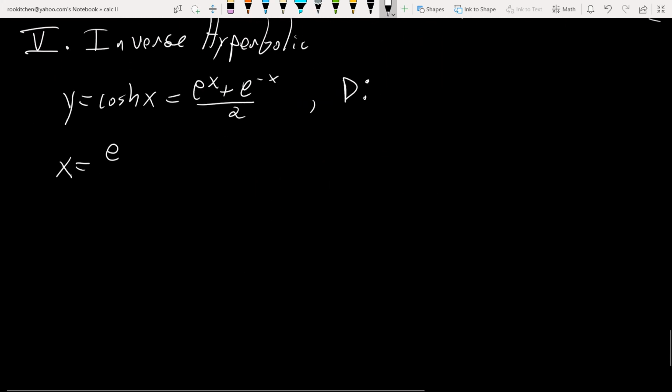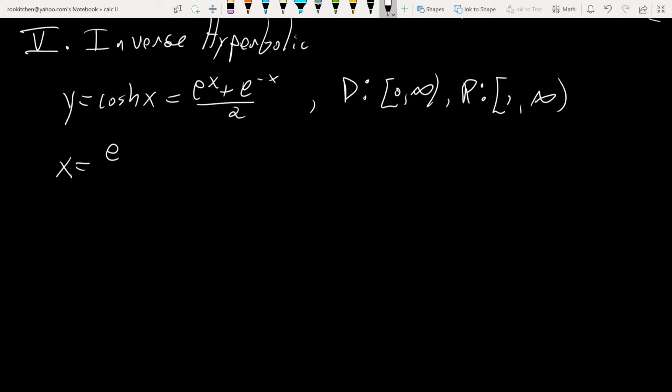So the domain will go from 0 to infinity. And if you look at the graph, the picture pretty much tells you the range is from 1 to infinity. Okay, so there are some restrictions to worry about. Anyways, what do we have here? e to the y plus e to the negative y over 2.